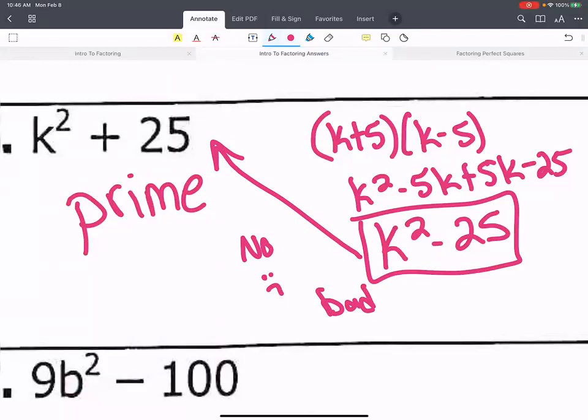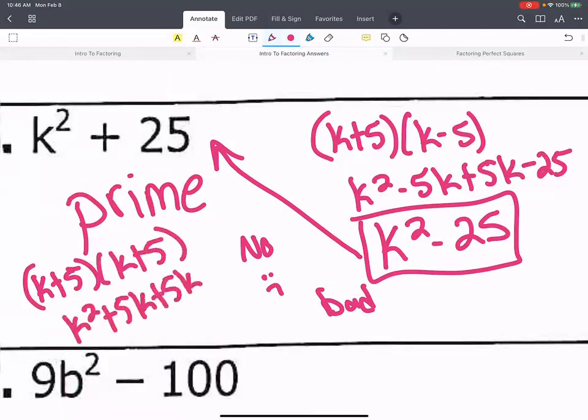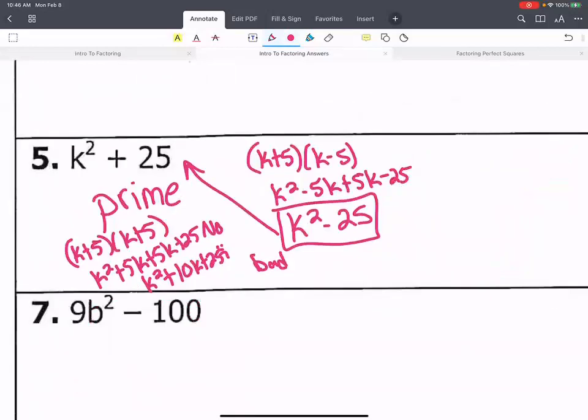What if you did both additions? Like this. Yeah. That would give me K squared plus 5K plus 5K plus 25, which gives me K squared plus 10K plus 25. Still doesn't work. Yeah. So this works with difference of squares. That's the tricky one. If there was like 5K squared, you'd factor out a 5.